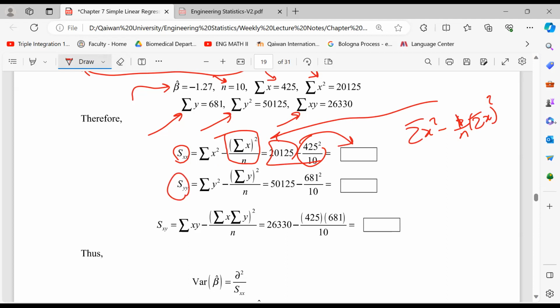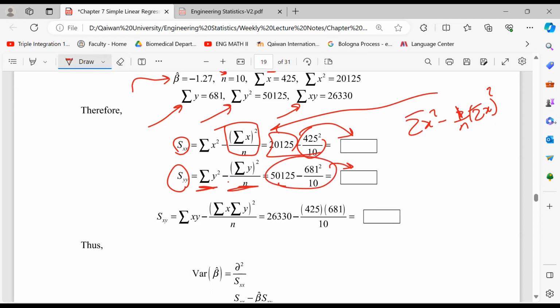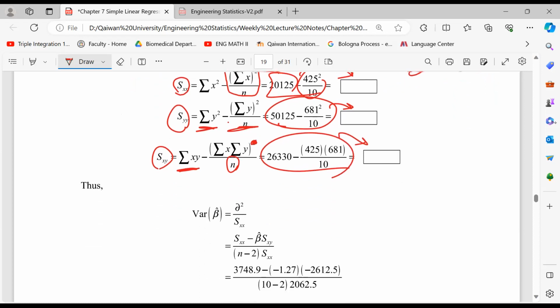Then S sub yy is the sum of y squared minus the sum of y all squared divided by n. And also S sub xy is the sum of xy minus the sum of x times the sum of y over n. Here we have no squared actually. We have no squared there, okay? It is this value. We now have these three.